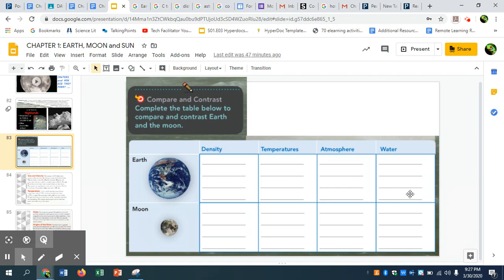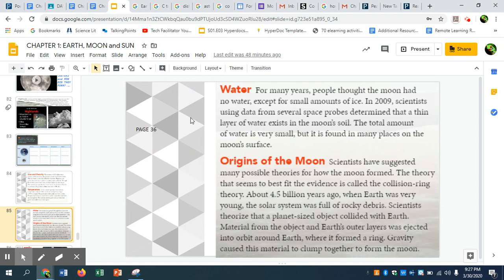Okay, so the final one is water. And water is that factor that you always look for when you want to colonize another planet. Do they have water? Because you can always make a habitat. We've had the biospheres that we've tried on Earth in the experiments, but water is something we can't do without. So, what is the water situation? We're still on page 36. It says in 2009, scientists using data from several space probes, we have probes on the moon right now, determined that a thin layer of water exists in the moon's soil.